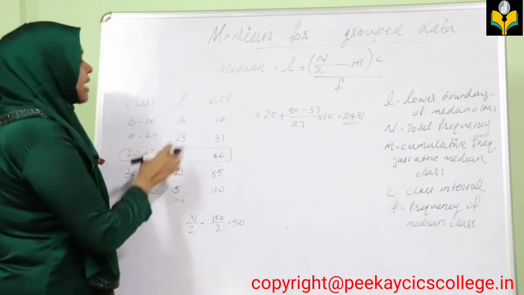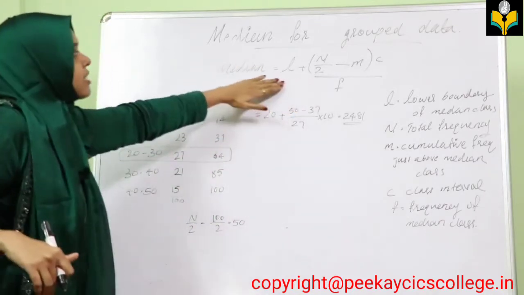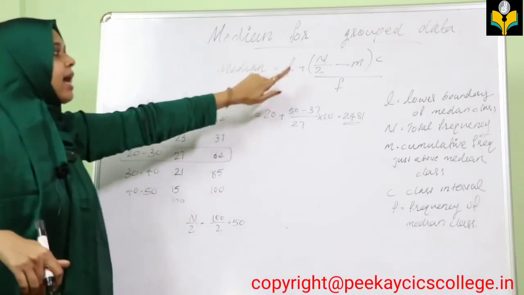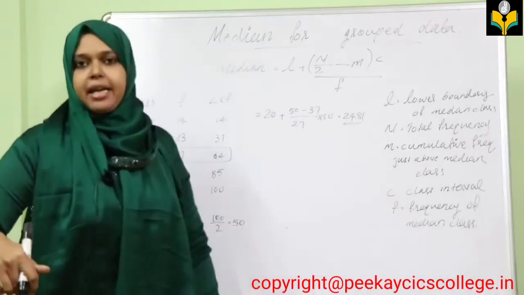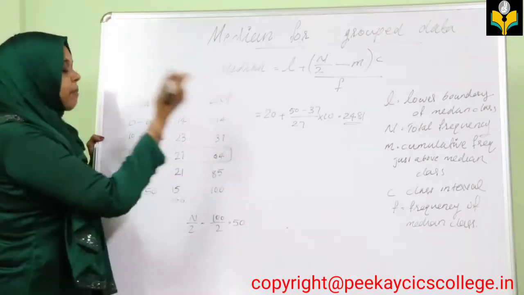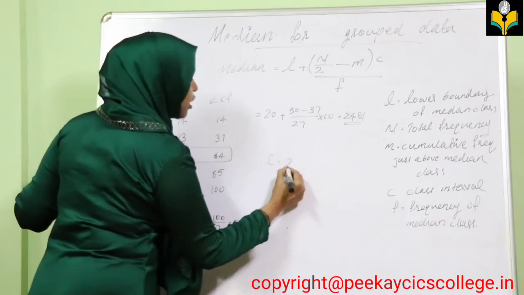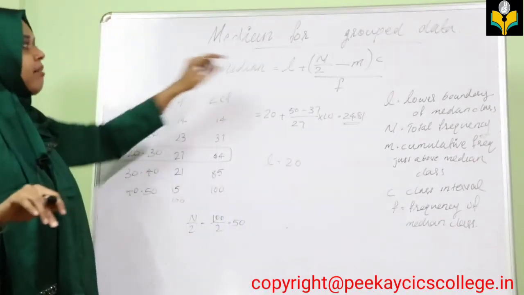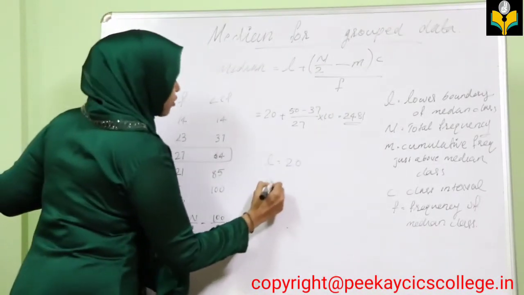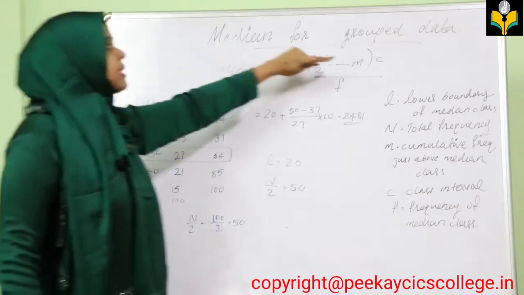From this median class, we have to find the median by using this formula. Let's see what the notation stands for. First is L. L is the lower boundary of the median class. We know that 20 to 30 is our median class, so the lower boundary is 20. So L is equal to 20. Next is n, the total frequency. n is 100 and n by 2 is 50. Clear?